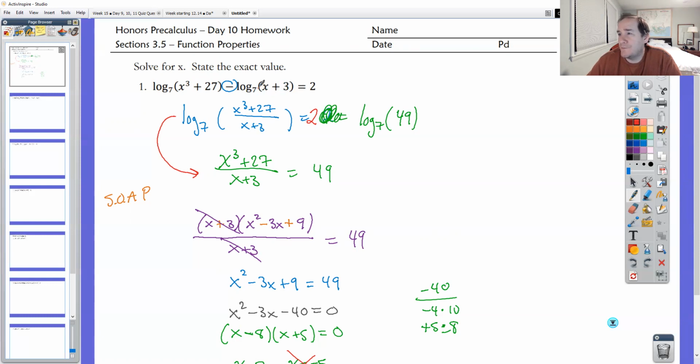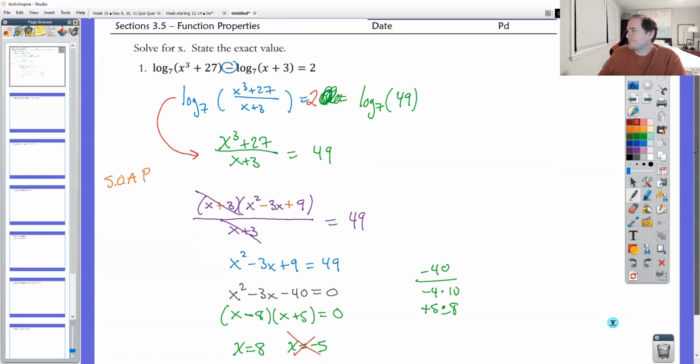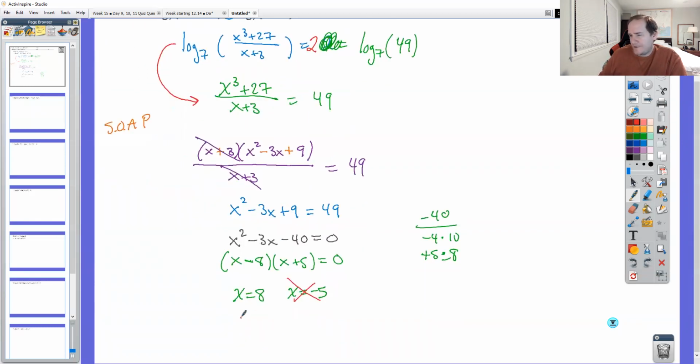Now the question of, is it really right or not? Honestly, I don't care. I assume I did the math right. Y'all could check it if you want. Figure out what 8 cubed is, add 27 to it, divide it by 11. See if you get 49, because if you do, log base 7 of 49 is going to be 2. But I'm done, and I'm happy, except for giving my answer in set notation. I'm getting 8 and nothing else. Moving on.